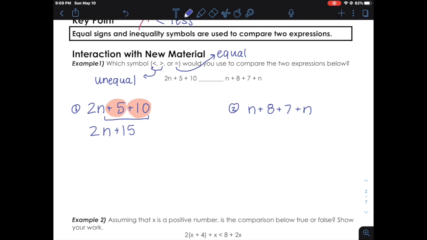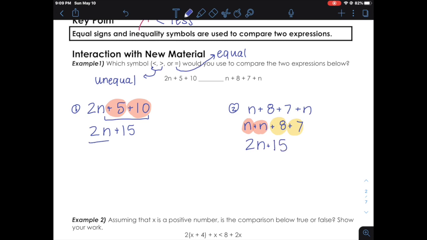Okay, let's look on the other side, expression number 2. I'm going to use the commutative property so that I can group the like terms together and it will be easier for me to simplify. So I've got two sets of like terms here. I've got positive n and positive n. And then I have positive 8 and positive 7. So 1n plus another n gives us 2n.